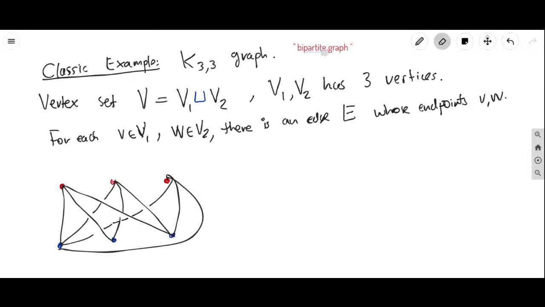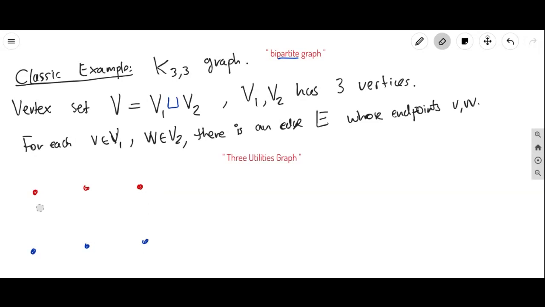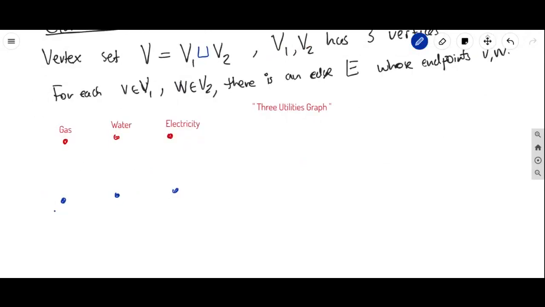But you can ask, can you do this in two-dimensional space? Now, this is also something that's called the three utilities graph. It's called the three utilities graph because you think of these as the utilities. You think of this one as being gas, water, electricity, and you want to connect those three utilities to three houses. So this is house 1, this is house 2, house 3.